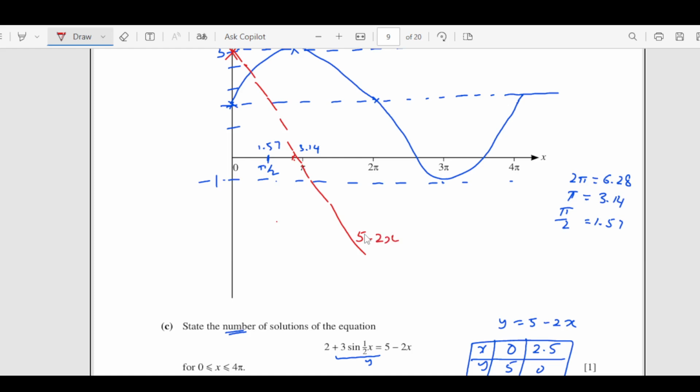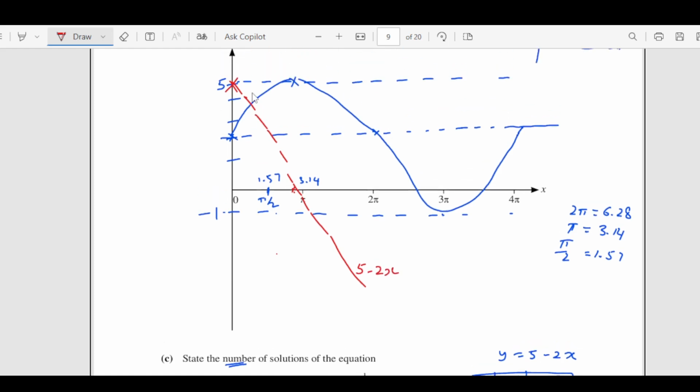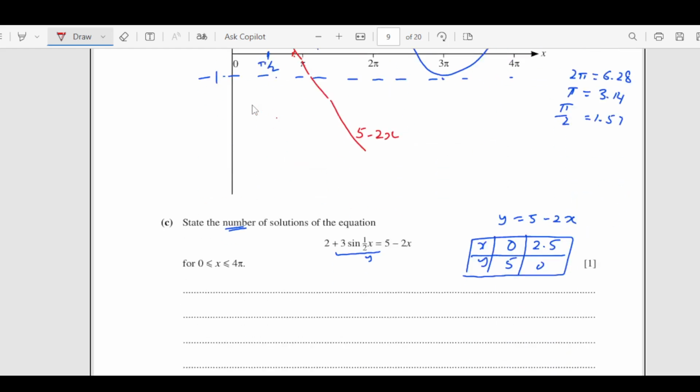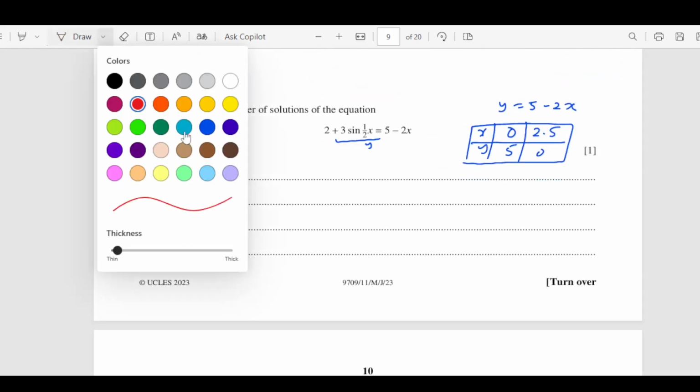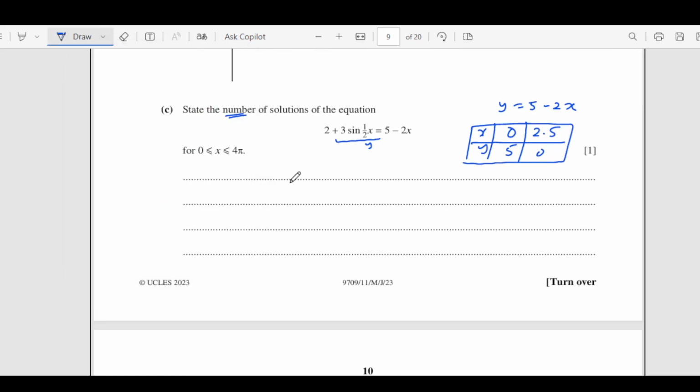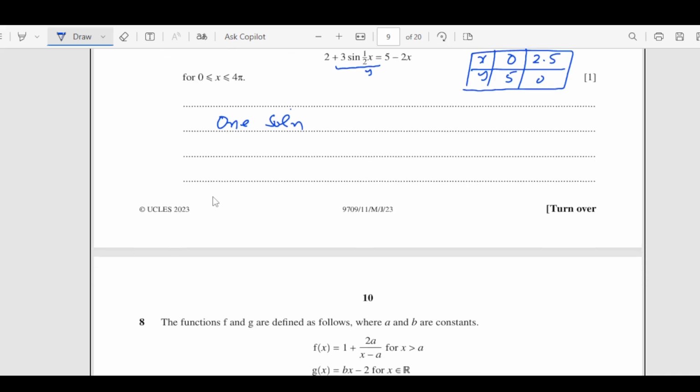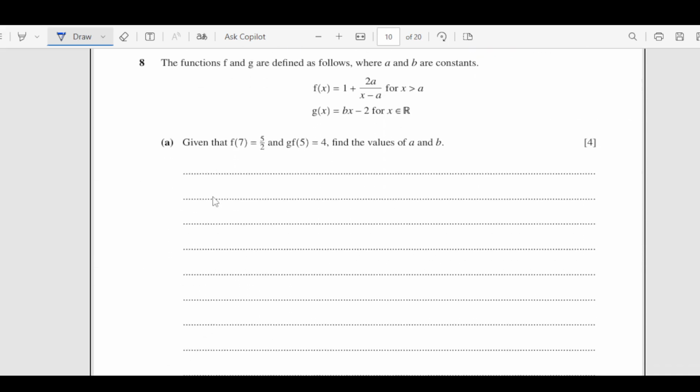Now if you see at how many points this line intersects the graph, it cuts only at one point here. So how many solutions do we have? We have only one solution. So we write down here one solution, right? That's number 7.